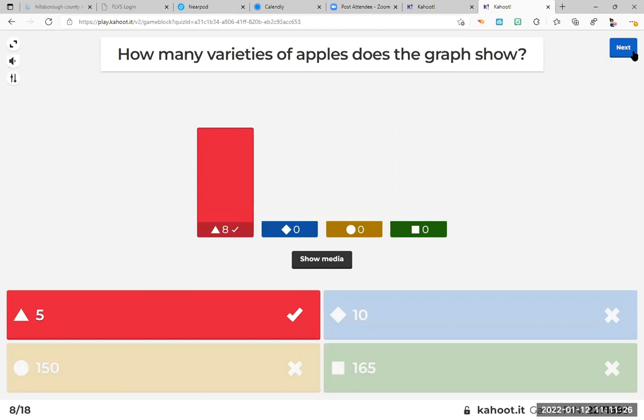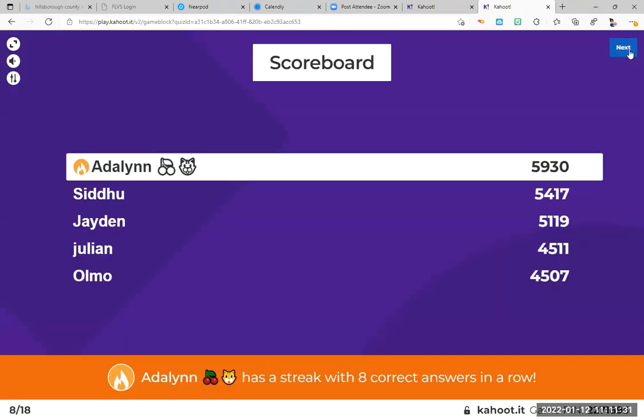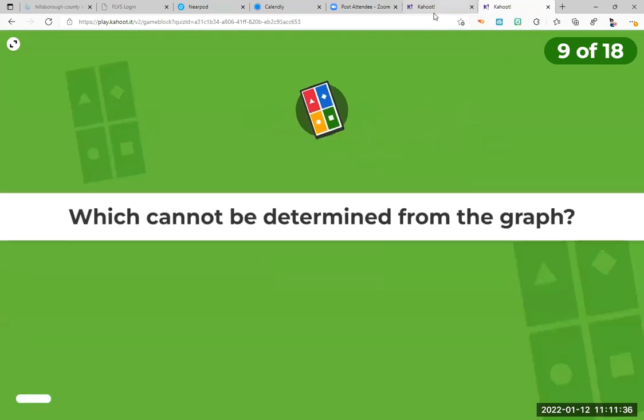My favorite are what are they called? Pink lady apples. They're so good. Ooh, Addie, look out. Look out, Addie's on fire. Okay, 2 more questions and we'll stop.